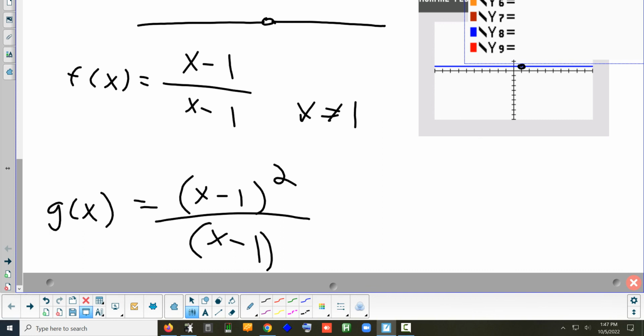Okay, how about this one? What value are you not allowed to use for x now? Austin? Right, you can't use 1. Now, do we have a common factor in the top and in the bottom? What do you think, Curtis? Do we have a common factor in the top and in the bottom?